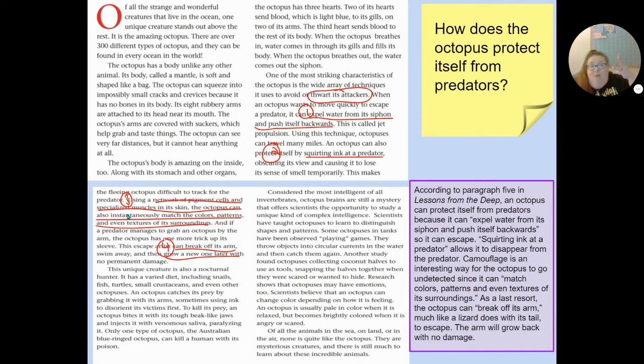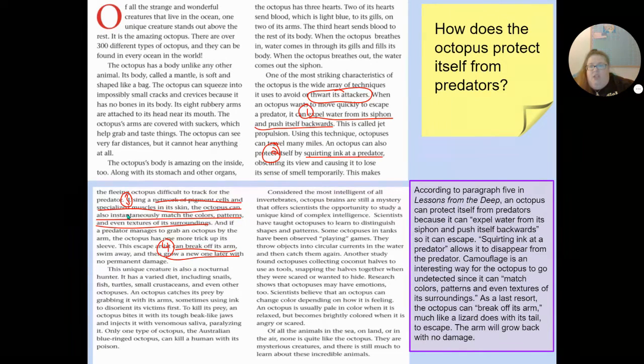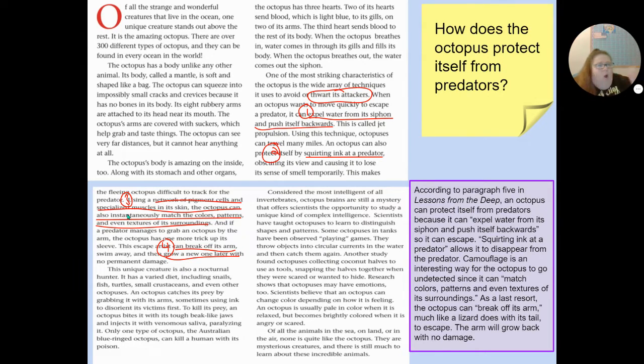Using a network of pigment cells and specialized muscles in its skin, the octopus can also instantaneously match the colors, patterns, and textures of its surroundings. And if the predator manages to grab an octopus by the arm, the octopus has one more trick up its sleeve.